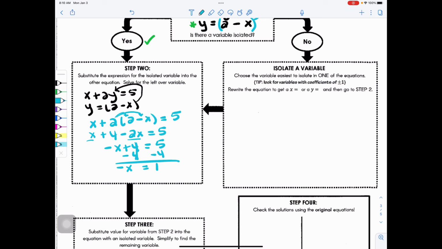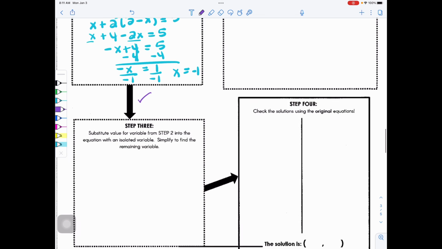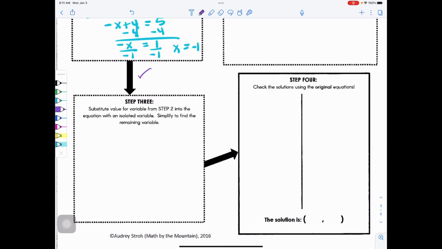And so I need x to be alone. There's really a negative 1 in front of that, so I'm going to divide both sides by negative 1. So I get that x equals negative 1. Now, as we talked about previously, our answer should be a coordinate. So moving on to step 3, we're going to substitute the variable from step 2, which is x equals negative 1, into the equation with the isolated variable.